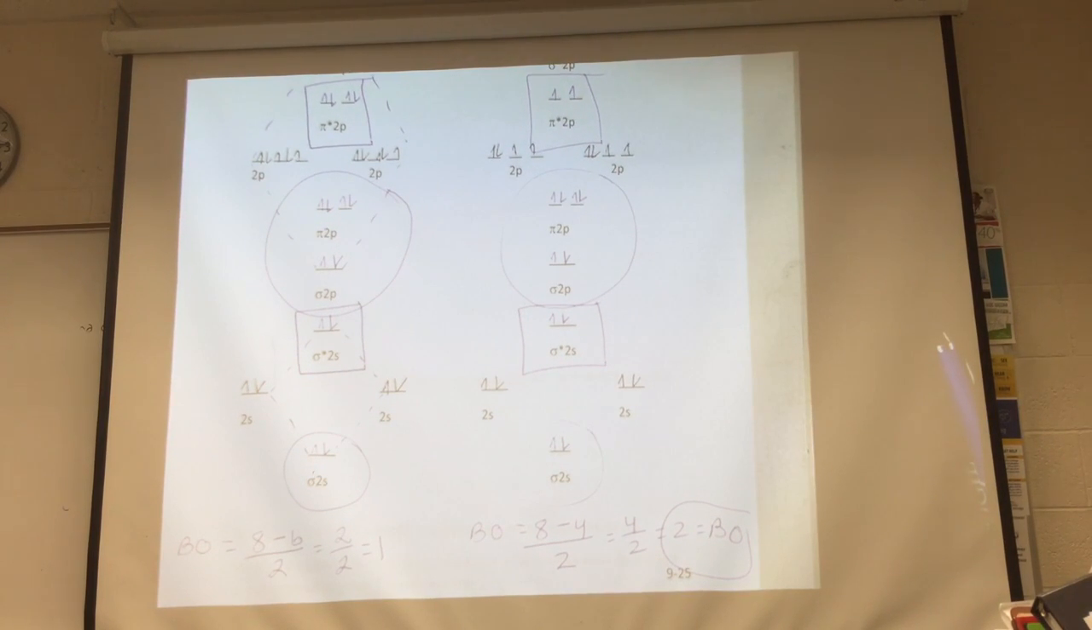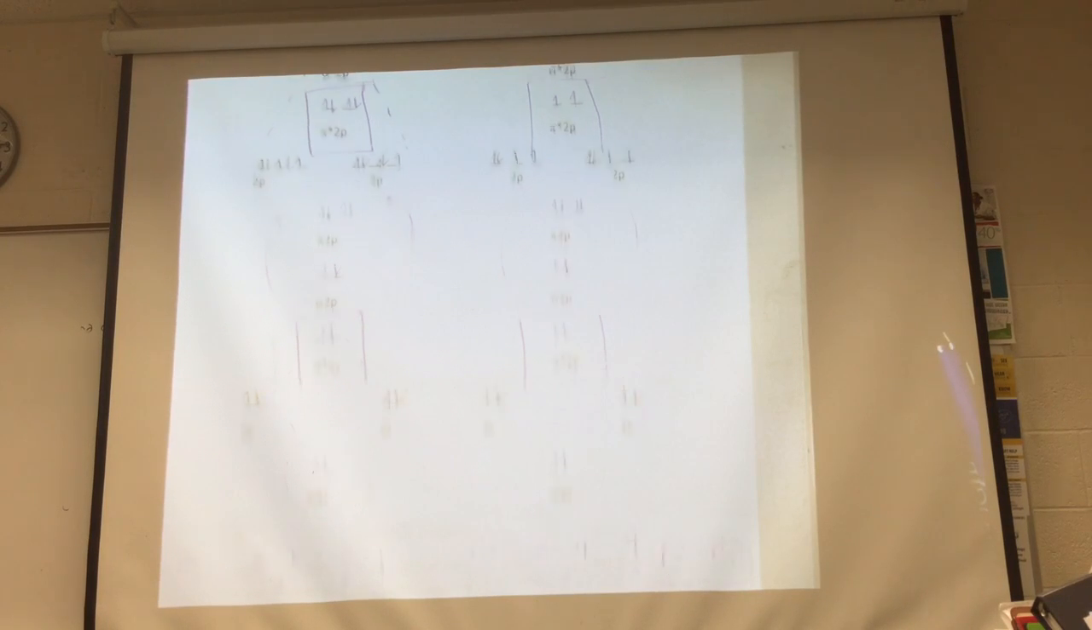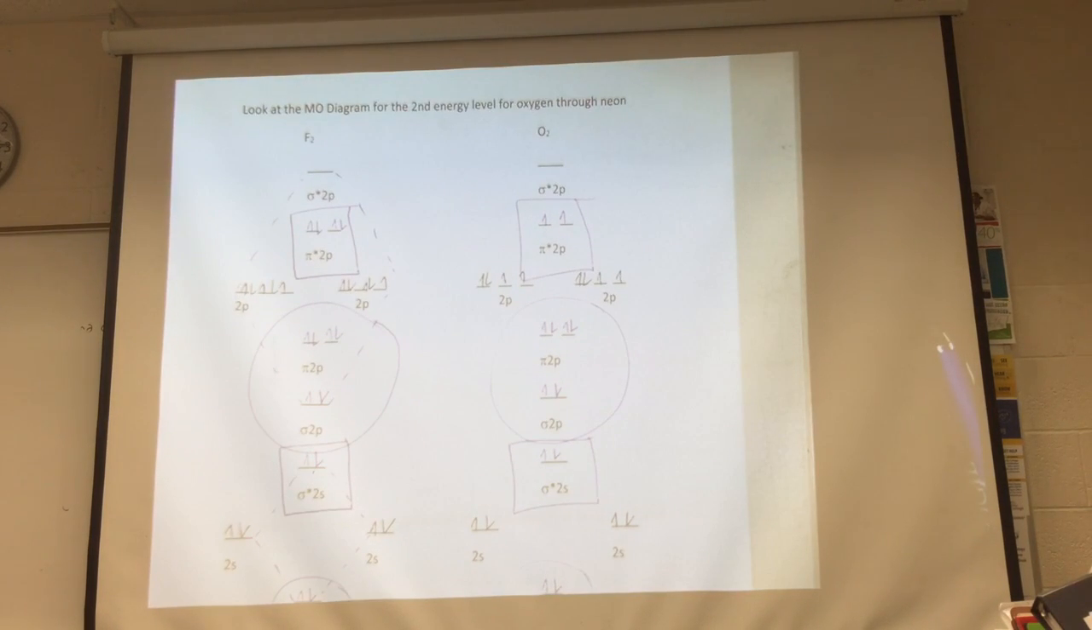But I want you to look at this orbital box diagram. When we were looking at atomic orbitals, we talked about paramagnetic and diamagnetic. What do those mean?